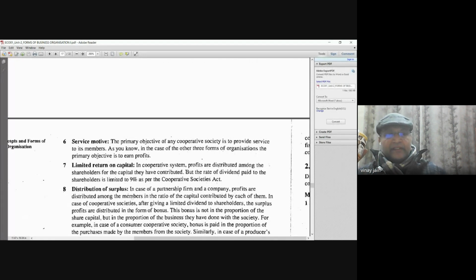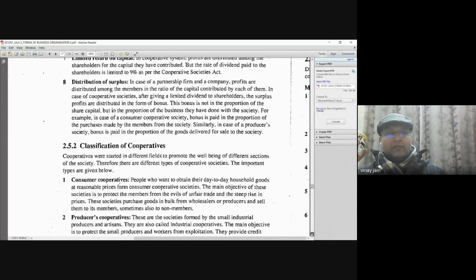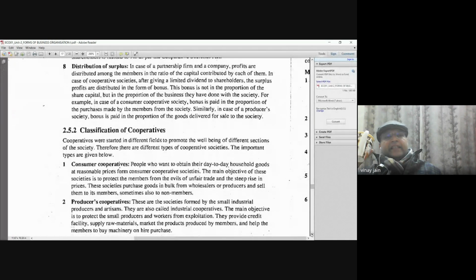Then, guys, you have the distribution of surplus. So how are you going to distribute the surplus? This is also important that you need to understand. In case of a partnership firm and a company, profits are distributed among the members in the ratio of the capital contributed by each of them. In case of cooperative societies, after giving a limited dividend to shareholders, the surplus profits are distributed in the form of bonus.